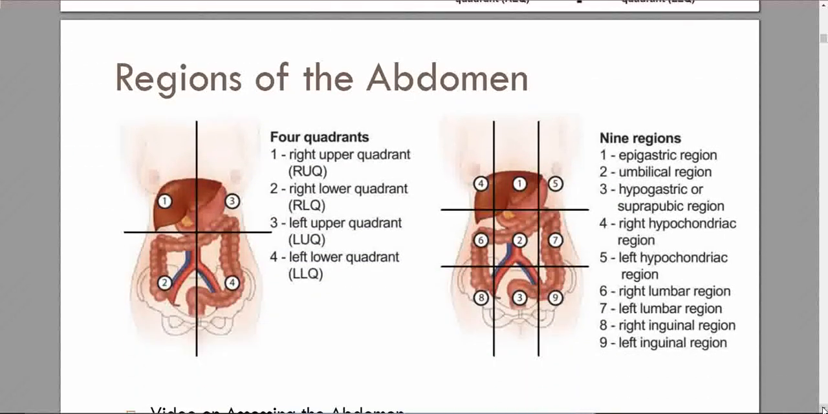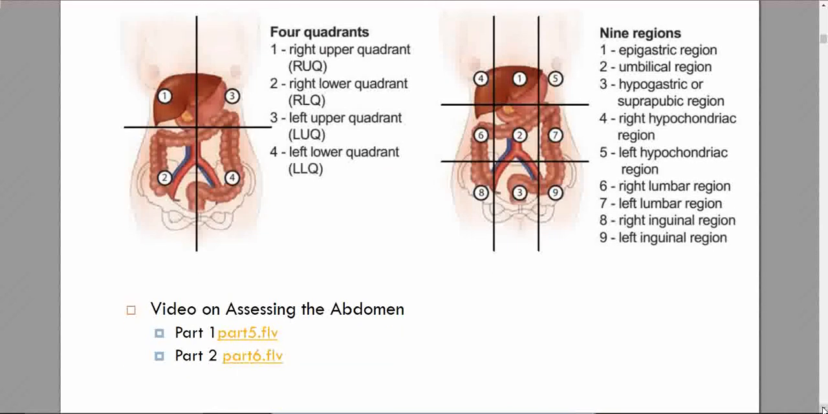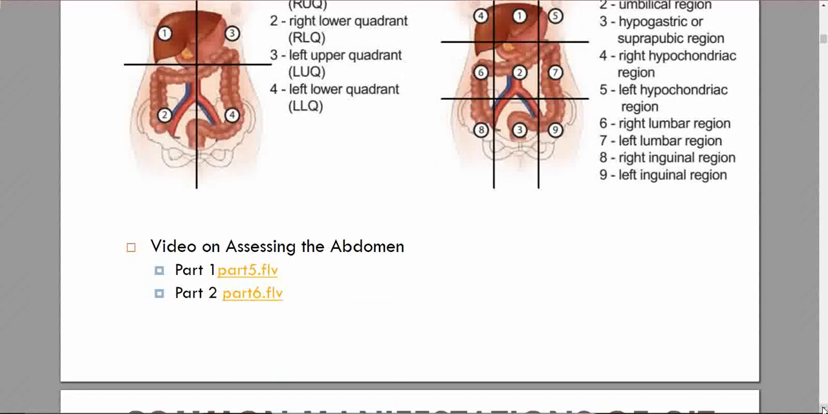Regions of the abdomen are classified based on quadrants. We have the right upper quadrant, the right lower quadrant, the left upper quadrant, and the left lower quadrant. Then there is another classification of the abdomen into nine regions. The first is the epigastric region, followed by the umbilical region, then the hypogastric region. Then we have the right hypochondriac, left hypochondriac, right lumbar, left lumbar, right inguinal, and left inguinal regions. You're going to have to know which organs are found in those places.